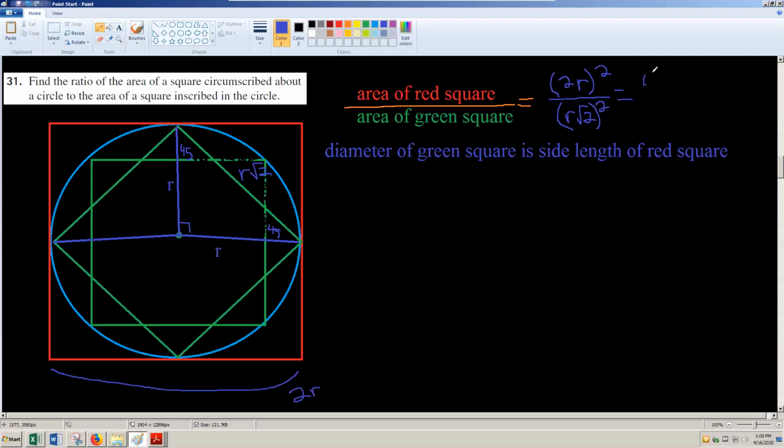So let's call this 4r squared. On the bottom, when I square root 2, it gives me 2. So now I have 2r squared. This is what I'm talking about, that these things will cancel off, so let's get rid of the r squared. My ratio is 4 to 2, which is really just 2 to 1. So the final answer is that the ratio is 2 to 1. Pretty cool. Any questions on 31?